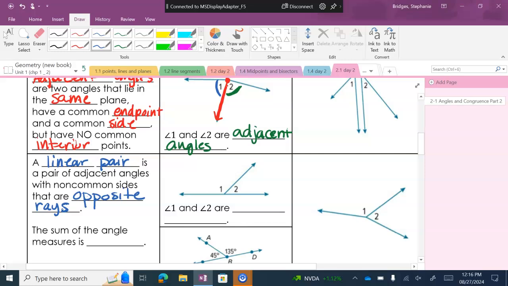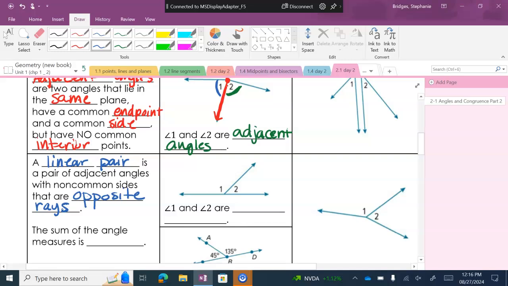Again, I have an example of what a linear pair looks like, and then I have an example of what a linear pair does not look like. It says that the non-common sides are opposite rays. Basically, the non-common sides form a straight line, because isn't that what opposite rays form?